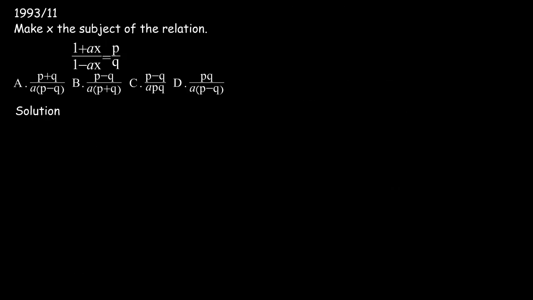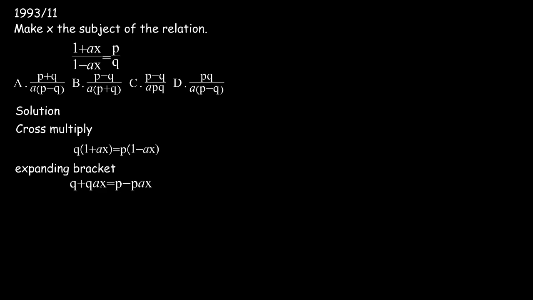We have another question and it's from 1993 and it states: make s the subject of the relation (1 plus as) divided by (1 minus as) is equal to p divided by q, and we're given the options. Now our very first step is to cross multiply to remove fraction, and when we do that, it becomes q into (1 plus as) is equal to p into (1 minus as). Next, we are going to be expanding our brackets, and when we do that, it becomes q plus qas is equal to p minus pas.